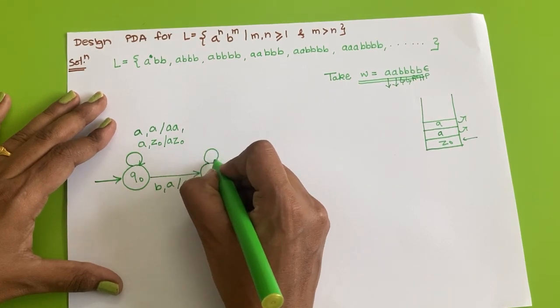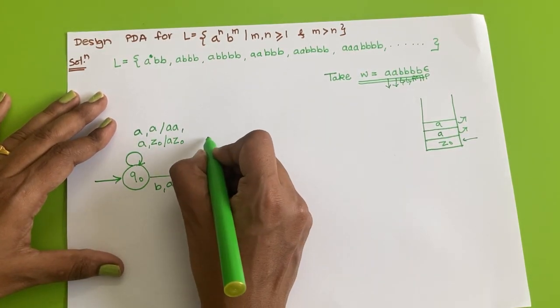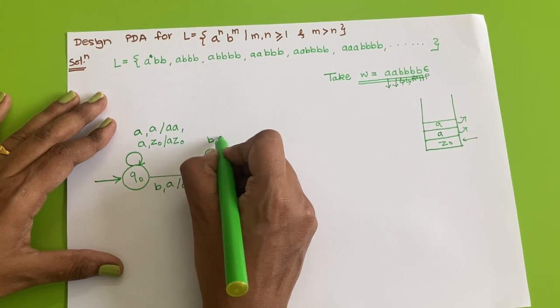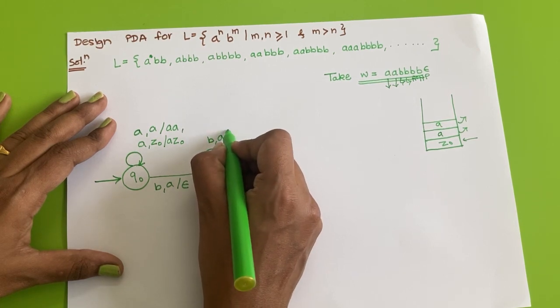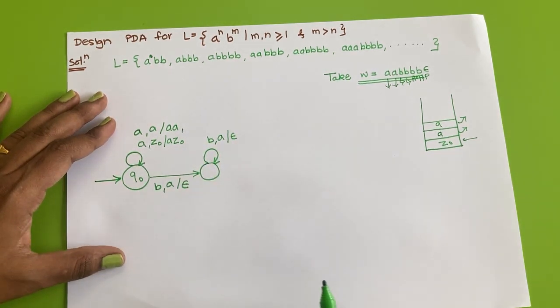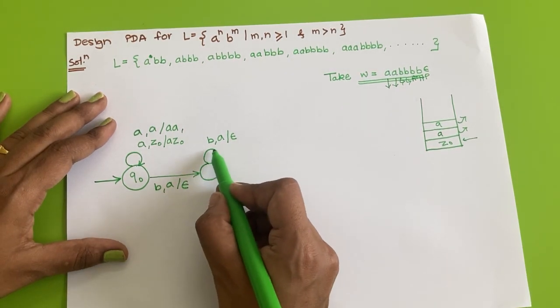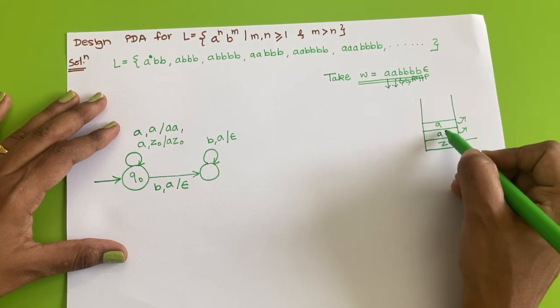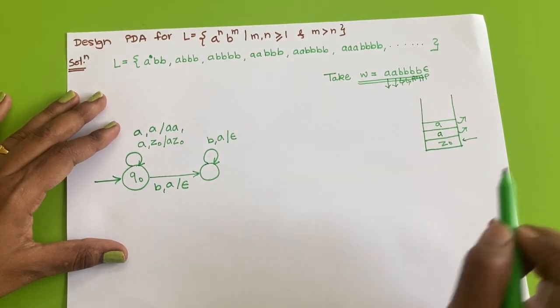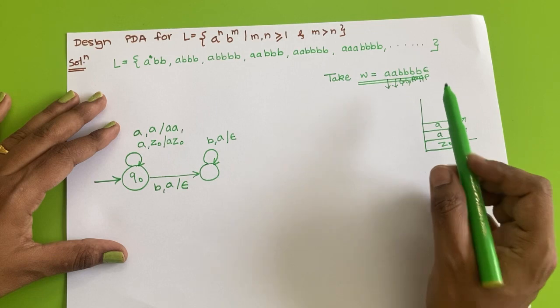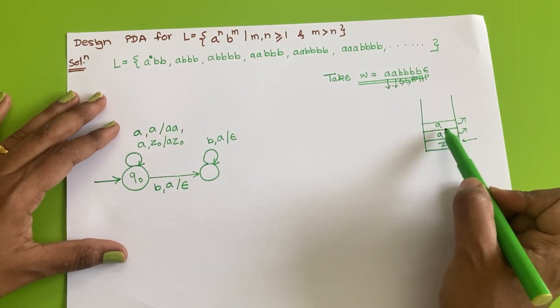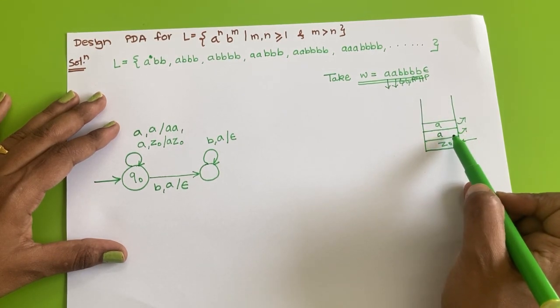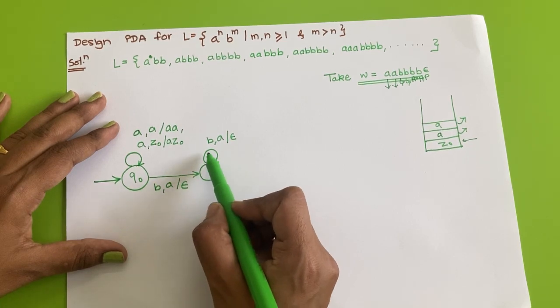So for that purpose I will take a cycle here. If the input symbol is B and top of stack is A, then we perform the pop operation. So all the pops will be performed by this transition, whenever we have top as A. After reading the B's, when the top is no longer A, this transition will stop being executed.